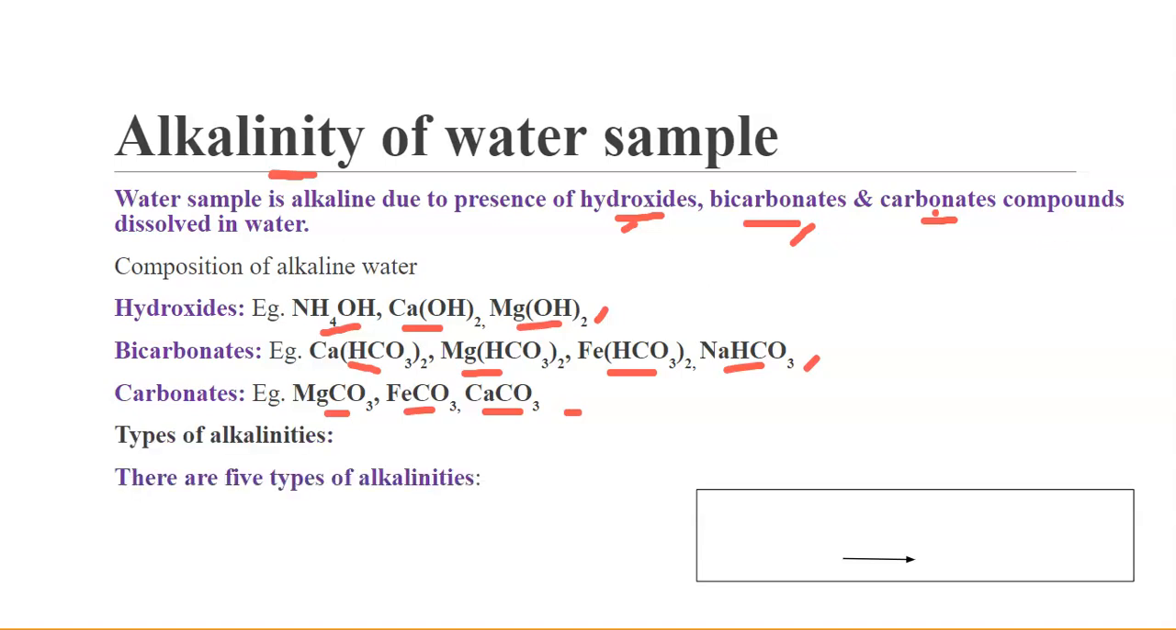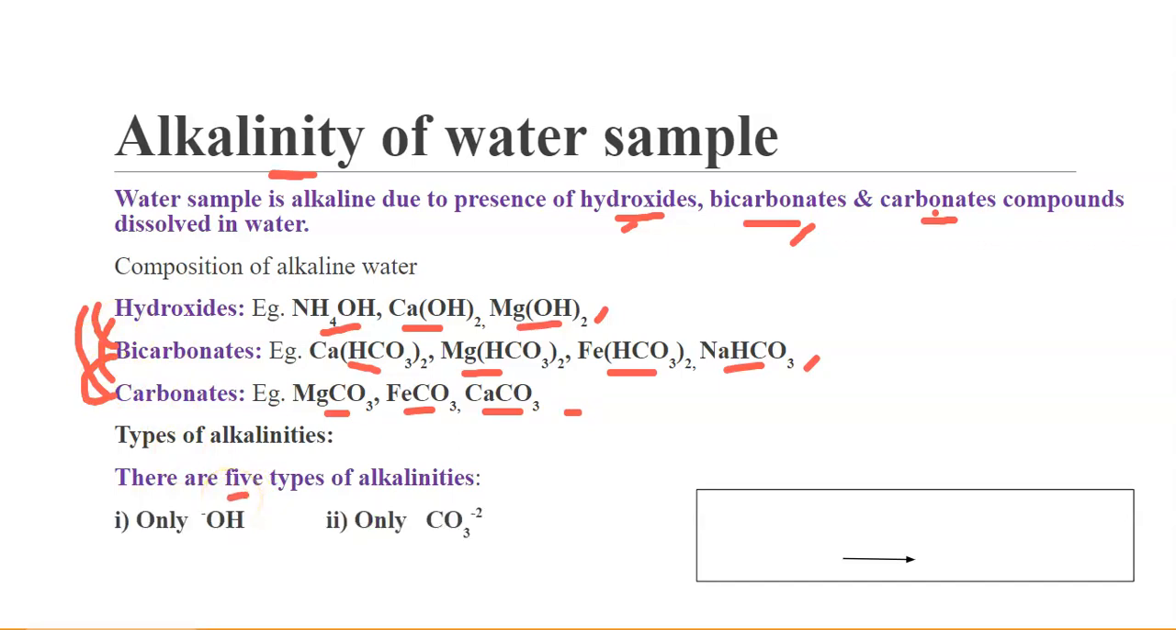Also, water can contain mixtures of the salts, right? It can contain a mixture of hydroxide and bicarbonate. It can contain a mixture of hydroxide and carbonate, or it can contain a mixture of carbonate and bicarbonate. So three salts are there, three possibilities are there. So in total there can be 6 types of alkalinity. But if you see, there are only 5 types of alkalinity.